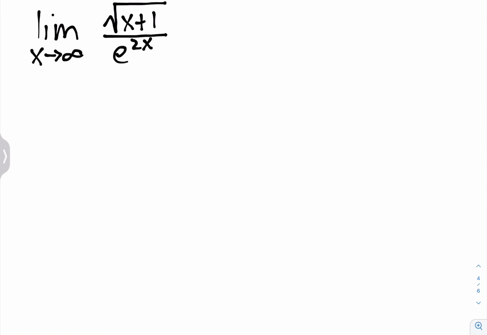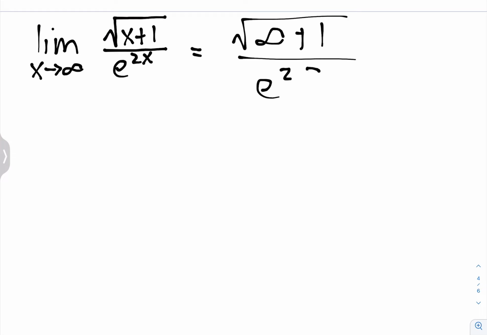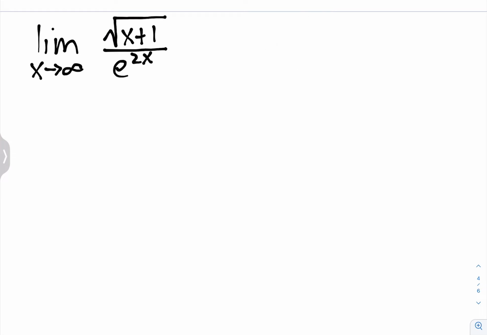Okay, the limit as x goes to infinity of the square root of x plus 1 over e to the 2x. Okay, if we were to plug in infinity for x here, we're going to get the square root of infinity plus 1, which is infinity, over e to the power of 2 infinity, which is infinity as well. So this is an indeterminate form, because we have infinity over infinity.